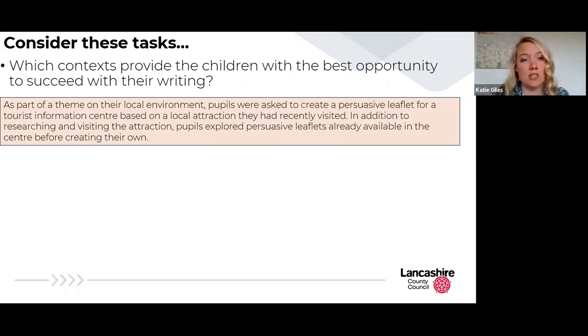In addition to researching and visiting the attraction, pupils explored persuasive leaflets already available in the centre before creating their own. So we have a very clear purpose here. It is to create a persuasive leaflet based on a local attraction. Okay, in terms of audience, that would obviously be informed by what the local attraction is. Who would want to visit that local attraction? Now, from this context, we don't know what that local attraction is. So we, as readers of this context, wouldn't necessarily know what the audience is.